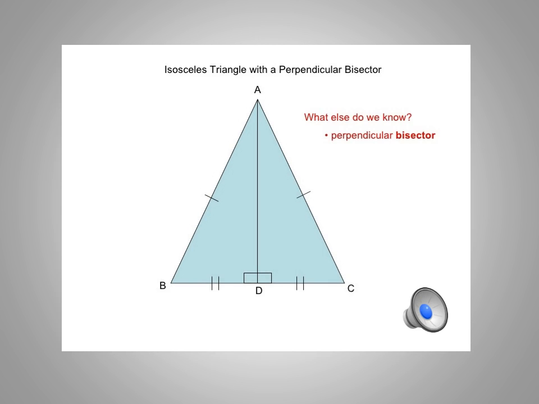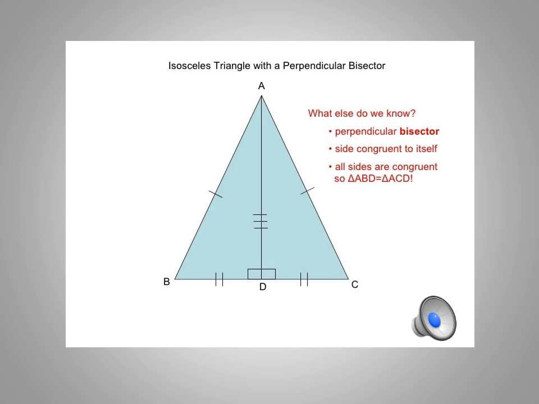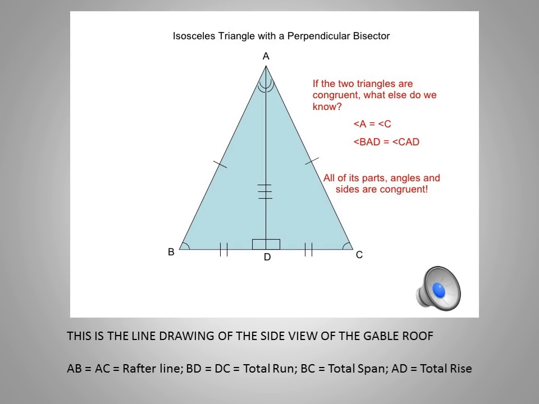We have the isosceles triangle with a perpendicular bisector, but there are some other things that we know as a result of this. The perpendicular bisector divides the isosceles triangle into two congruent triangles. And when triangles are congruent, then all the sides and all the angles are equal. This is important for roof geometry, especially the gable roof.